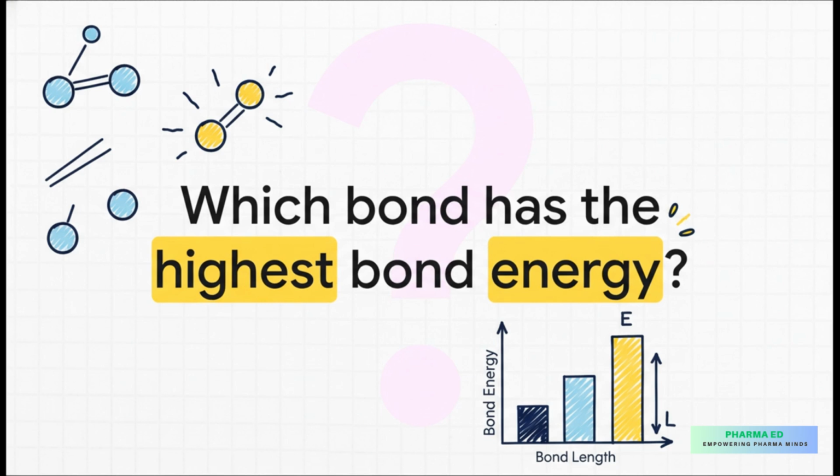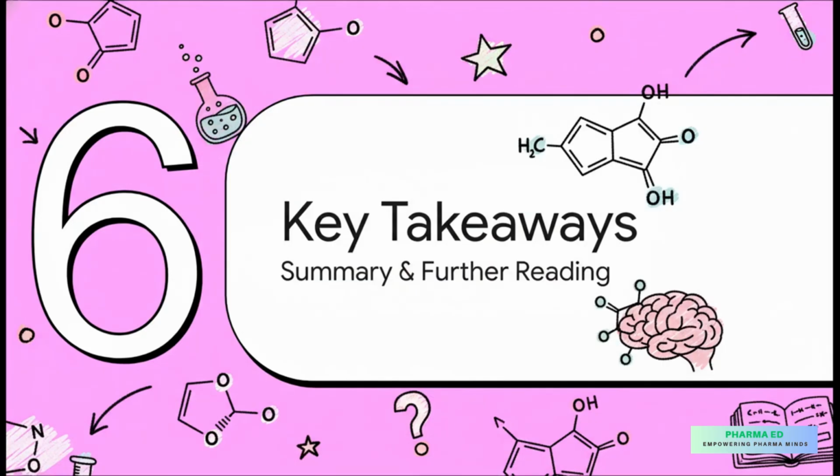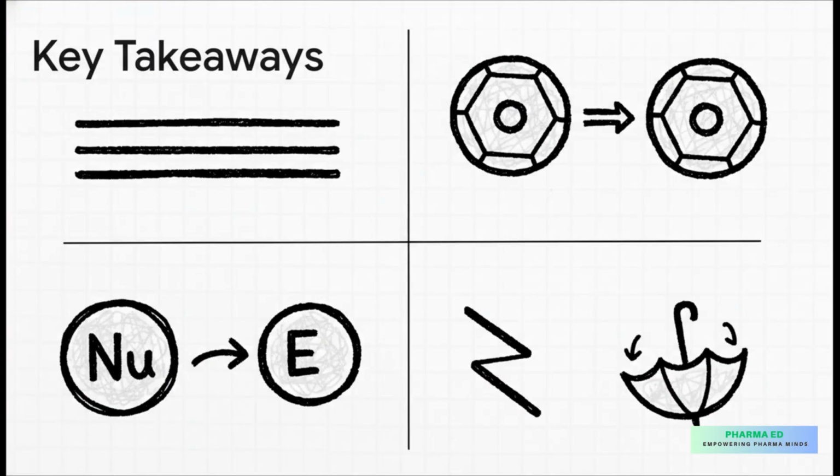Just think back to that table we saw. Remember the relationship? The shorter the bond, the stronger it is, and the more energy you need to break it. And the triple bond is the shortest and strongest of them all. Fantastic job with those questions. Now let's just quickly recap the most important points from today's session. So here are the key takeaways you absolutely must remember.